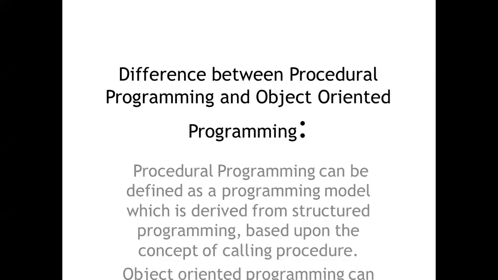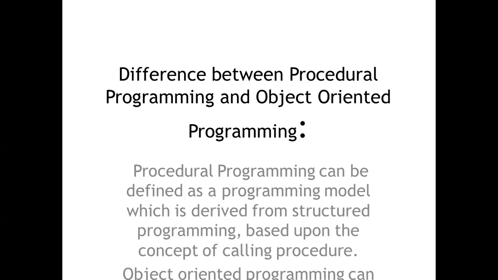So before starting Java, we will learn about the difference between procedural programming and object-oriented programming. Basically, you have studied C and C++. C is procedural programming and C++ is object-oriented programming. So in procedural programming and object-oriented programming, what is the difference between these? We will study it in this PPT.